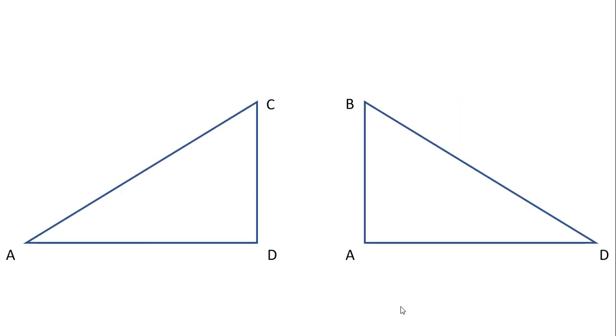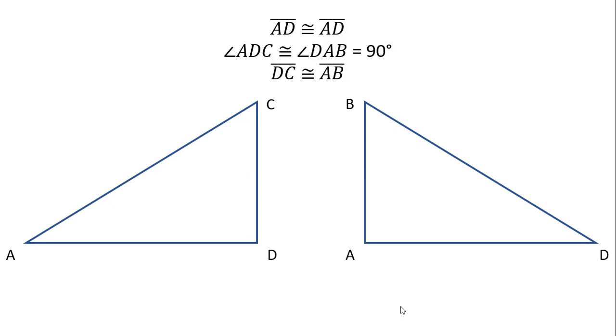If we take a look at this rectangle and split it into two triangles, we can see that the bases AD are congruent. The angles ADC and DAB are congruent and they equal 90 degrees. The heights DC and AB are also congruent because they are the opposite sides of the rectangle. So therefore, AC and BD, the hypotenuses of these triangles and also the diagonals of the rectangle, are equal.